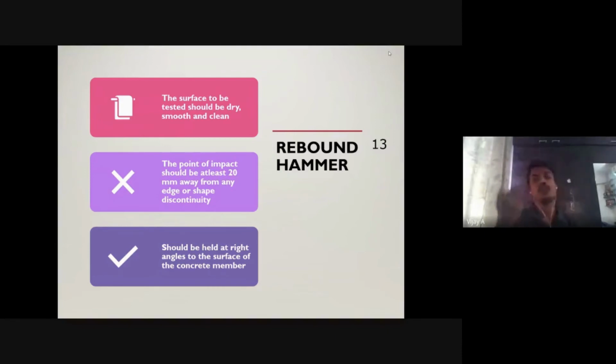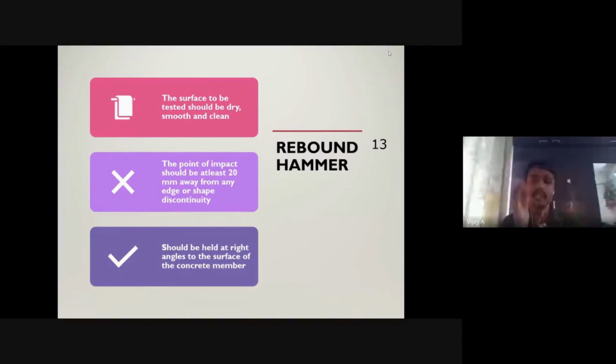Fine. Suppose you find any deteriorated area of concrete or any spalling of concrete. In that scenario, you will touch up, that means you will remove it and use sandpaper to make the surface quite clean. The point of impact should be at least 20 mm away from any edge or shape discontinuity. Okay, if there is any discontinuity or any large cracks, from that point it should be at least 20 mm away, to get accurate results.